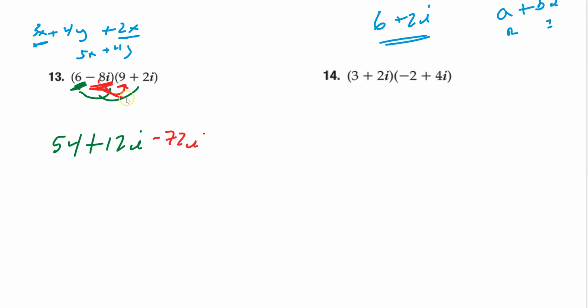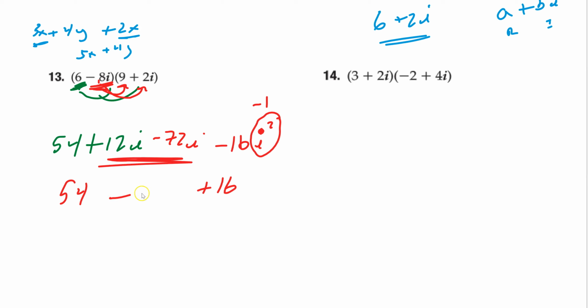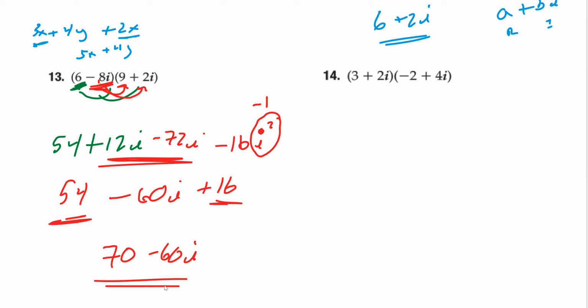Then right here we've got to watch out. -8i times 2i is -16i squared. Remember, i squared is special, it's -1. So this becomes a positive 16. I see some people add them. I don't know why. No, it's not -17. You're multiplying them. This times this, so positive 16. This is a 54. You can add up the i's in the middle and get -60i. And then we can add up the like terms and get 70. And that's how you distribute with the i's. That's how you distribute complex numbers.